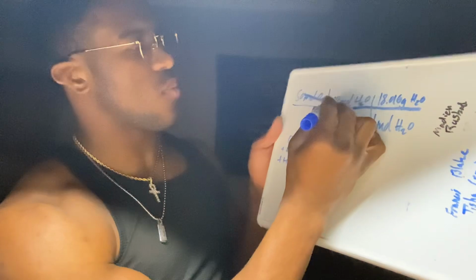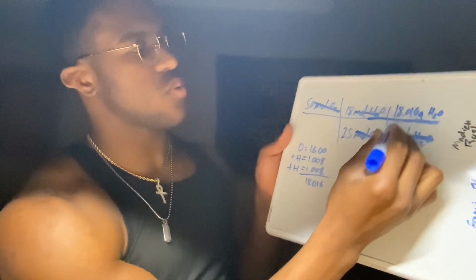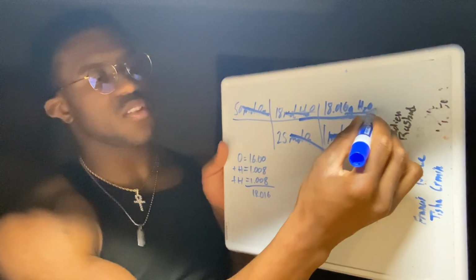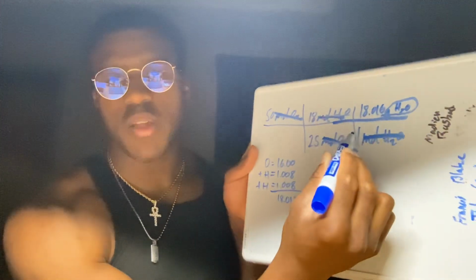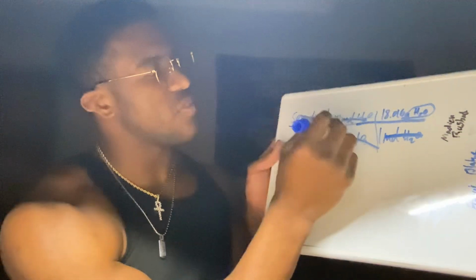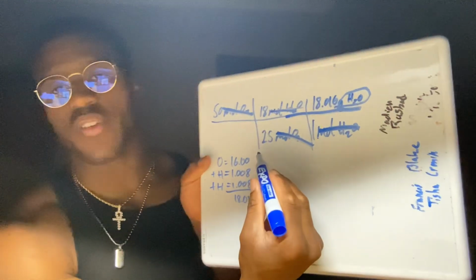And then we can cross out moles of H2O. So all we're going to be left with is grams of H2O. And then you'll multiply across. So it'll be 5 times 18 times 18.016, and you'll divide it all by 25. And that'll be your answer.